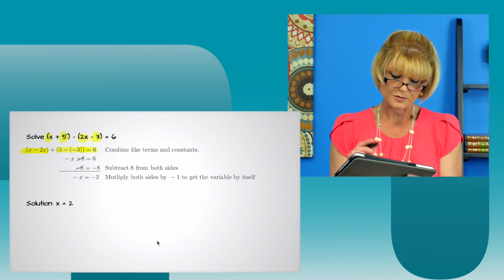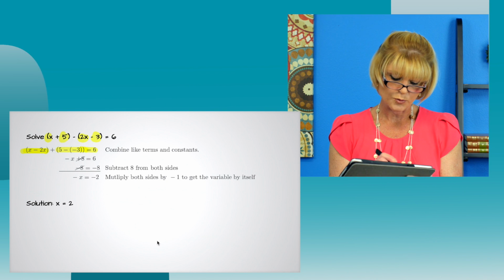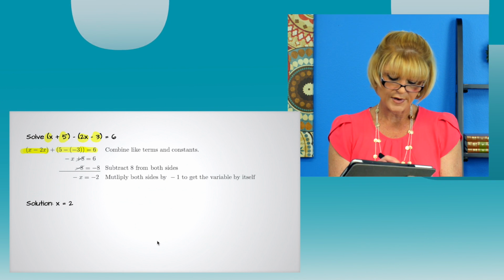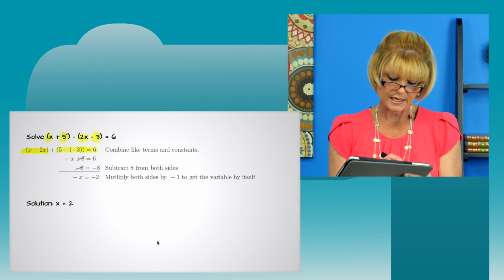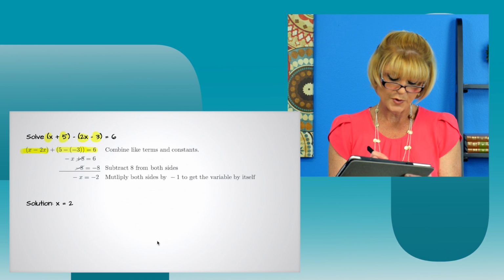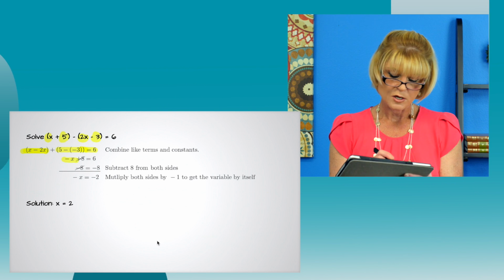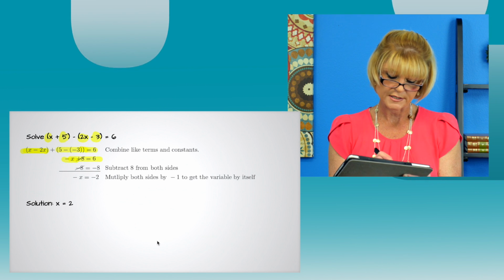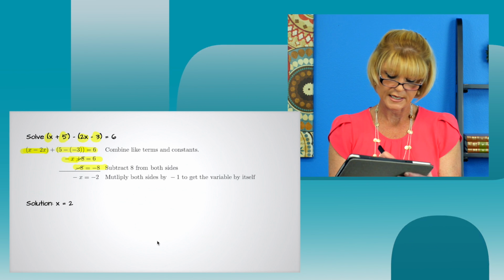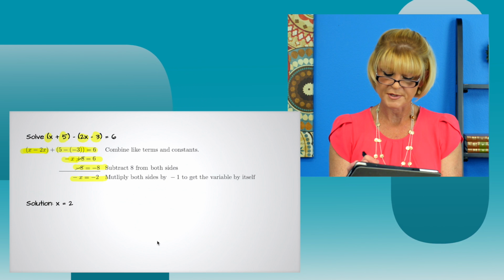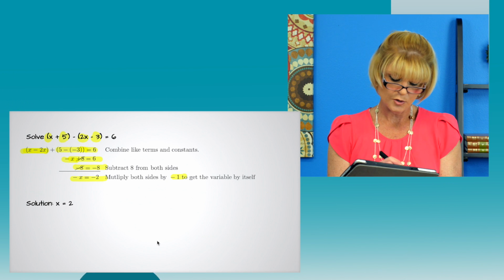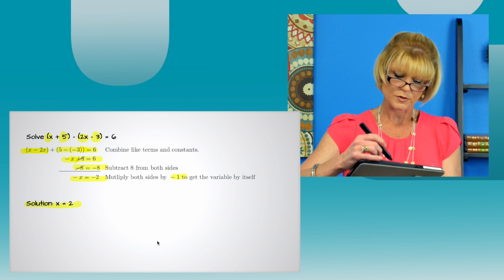And then I simply solve. So I've worked in the parentheses, 5 minus negative 3 is 8, and the x minus 2x gives me negative x plus 8 equals 6. Subtract 8 from both sides, and I get negative x equals negative 2. Then I'll multiply both sides by negative 1 to isolate the variable, and our solution is x equals 2.